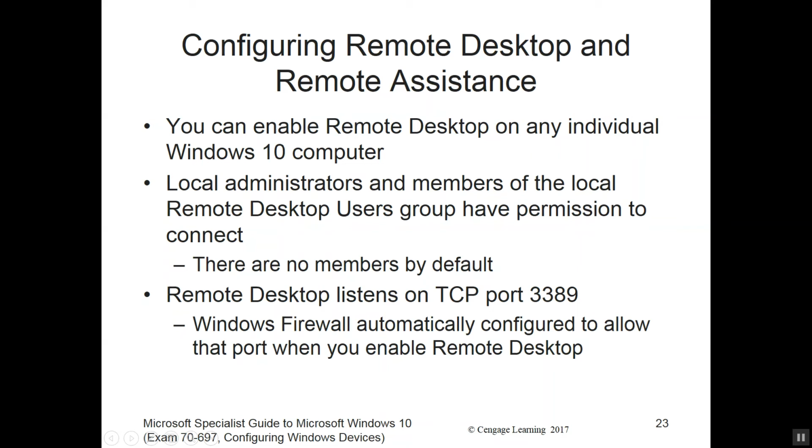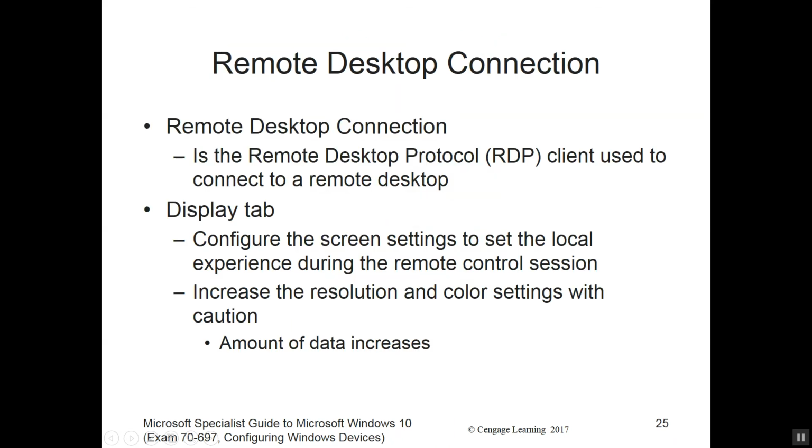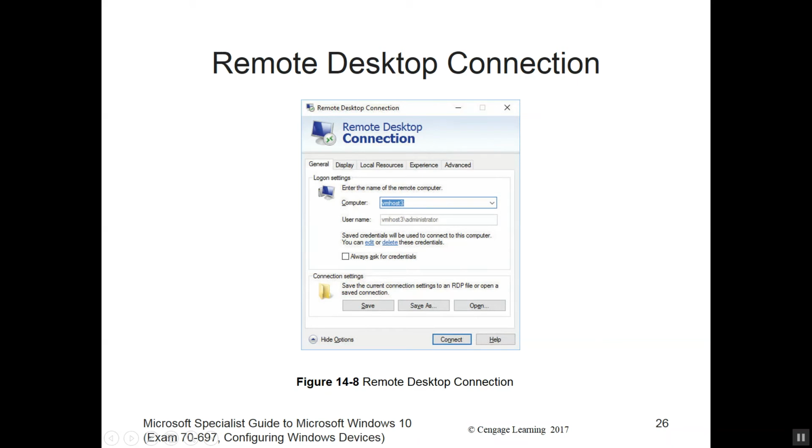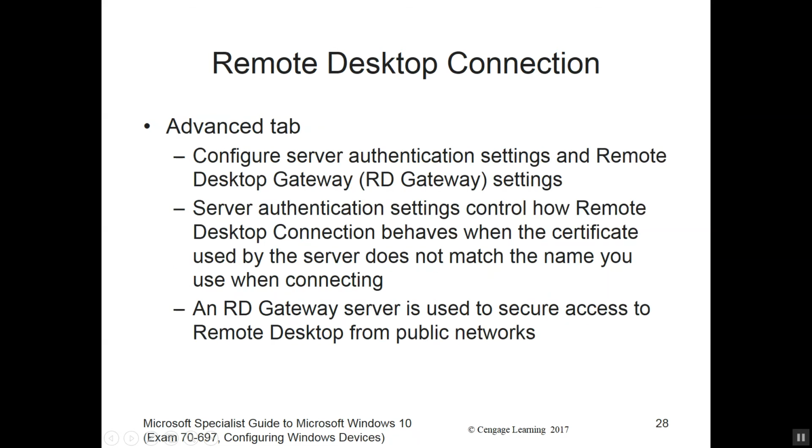You can enable remote desktop on any individual Win 10 computer. So here's our system properties, and here's where we'll allow remote connections. If this isn't selected, then our other option is don't allow it. We can't have VPN if this happens. Okay, I just showed you that. So here we're managing our connection, computer name, username, right on down the line. We've got the local resources tab and experience tab. And we've also got an advanced tab.